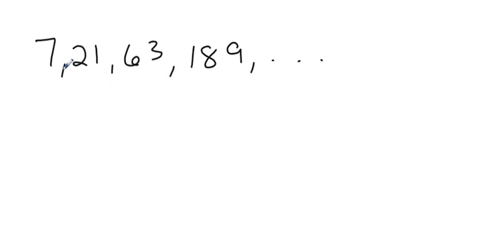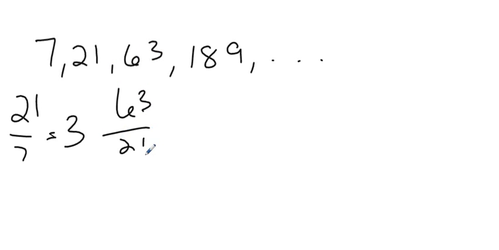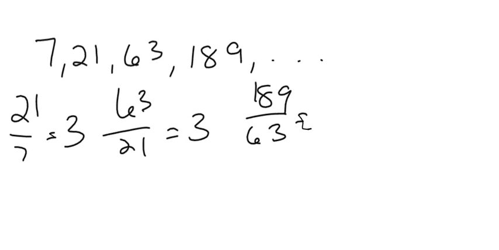Well, let's see if there's a common ratio. Let's take a sub 2 divided by a sub 1, which would be 21 divided by 7, which is 3. Okay, 63 divided by 21, well, that's 3. 189 divided by 63, that's also 3. So we do have a common ratio. Common ratio is equal to 3.